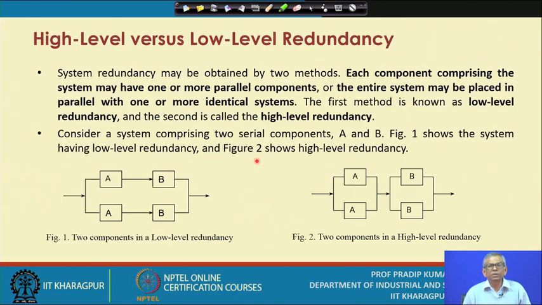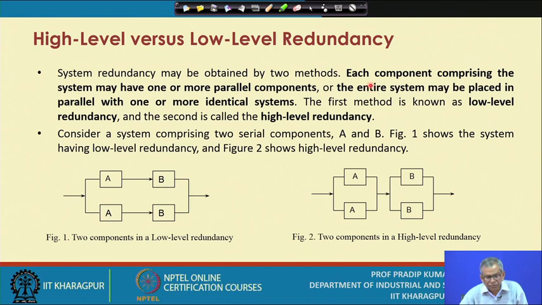So as far as redundancy in the system is concerned, there could be two types of redundancy. The first one is referred to as the high level redundancy, and the second one is the low level redundancy. Now let me explain the two types of redundancy for a system. System redundancy may be obtained by two methods.